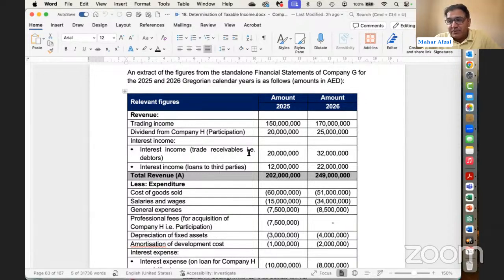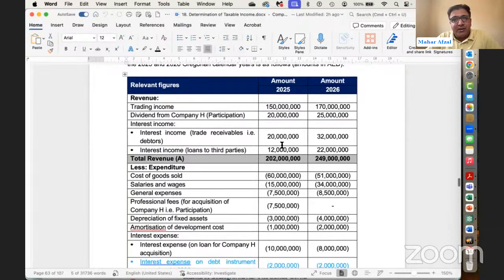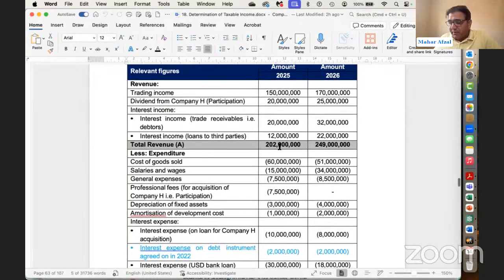So net interest is coming 34 million. Then I need to calculate the adjusted EBITDA, earnings before interest, tax, and depreciation. Then I need to calculate 30% of adjusted EBITDA. For adjusted EBITDA, I can apply the direct method or the indirect method. Here I'm applying the direct method. In your guide, the indirect method has been given.